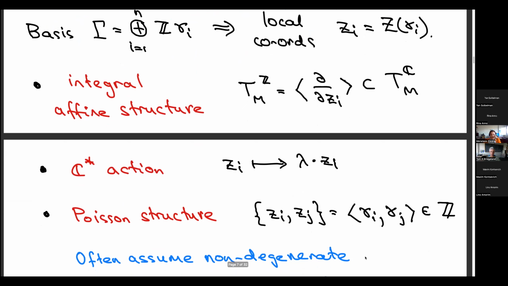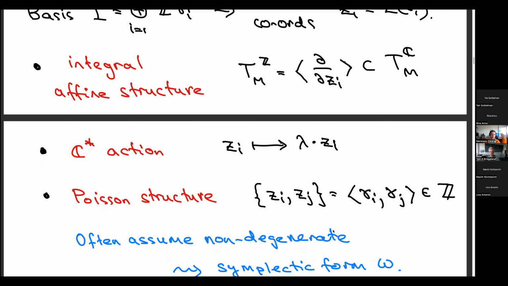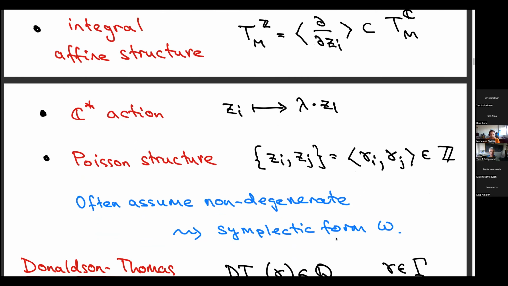And as I mentioned before, I'm often going to assume that this form is non-degenerate. So in that case, we get a symplectic form, which is just the inverse of this Poisson structure. Okay. So those are the structures we already have on stability space. We have this integral affine structure, C star action, and essentially a symplectic form in the CY3 case. Okay. And then we're going to want to use DT invariants to define further structure, which is going to have to be compatible with this existing structure.